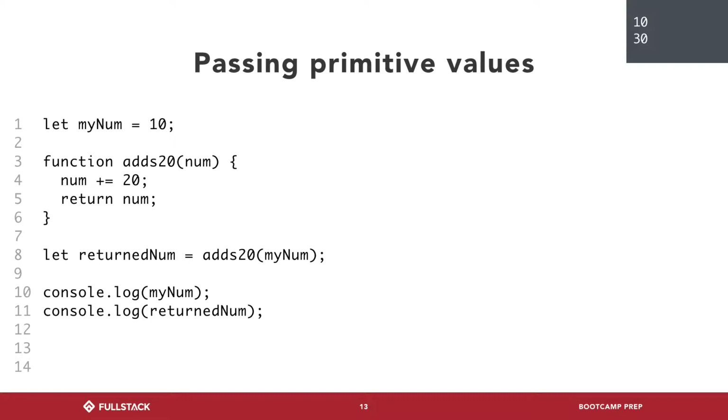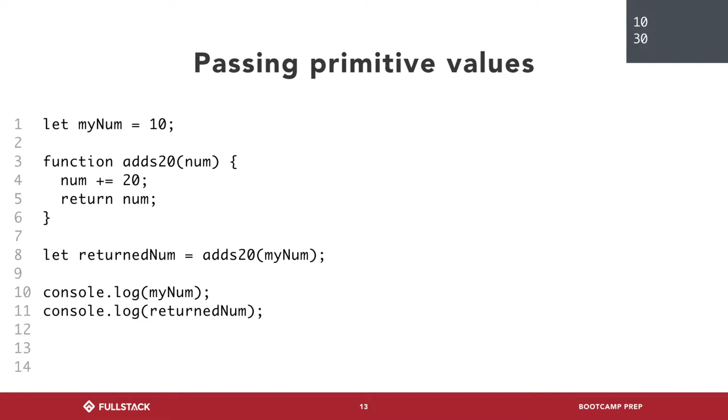So when I pass in a variable into a function, I need to be very clear. Is this a primitive value or is this a complex value? If I pass in a primitive value like I am doing here, my num is equal to 10. So when I pass in my num here, and this becomes num, is this a copy of my num or is this a reference to my num? It's a copy, right? Because 10 is a number, so when I pass this 10 into this function, I'm passing in a copy of the 10.